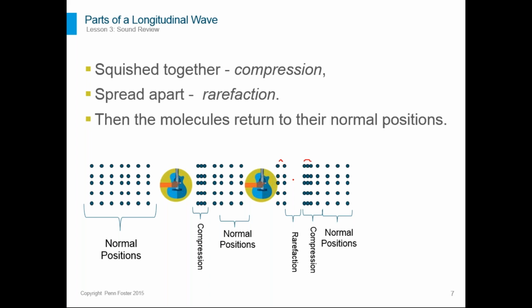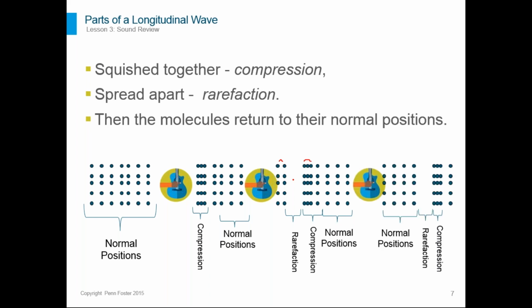In the next instant, those compressed molecules are going to push apart. So some of them will go back and fill up the rarefaction. Some of them will go forward and make a new compression, and then there'll be a new rarefaction where they were originally. So it'll look like this. Okay, so these went back to their normal positions, the other ones went forward, and we have a new rarefaction. So that's just going to be the chain reaction that happens.